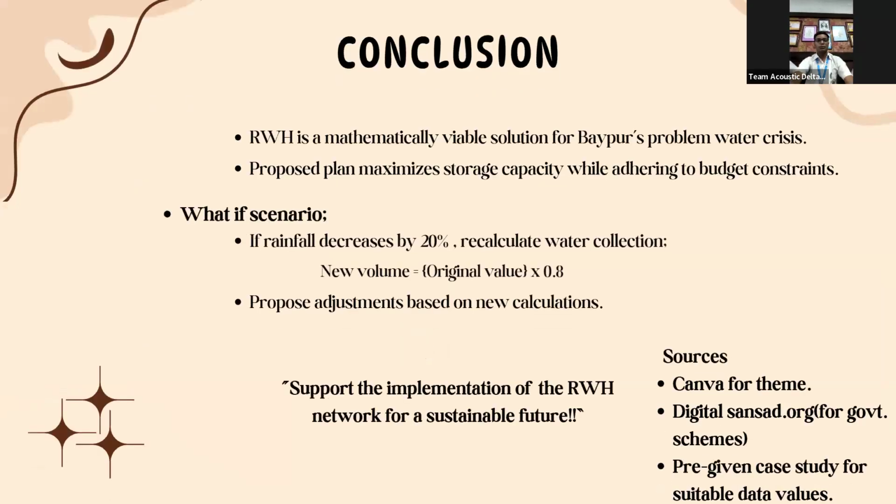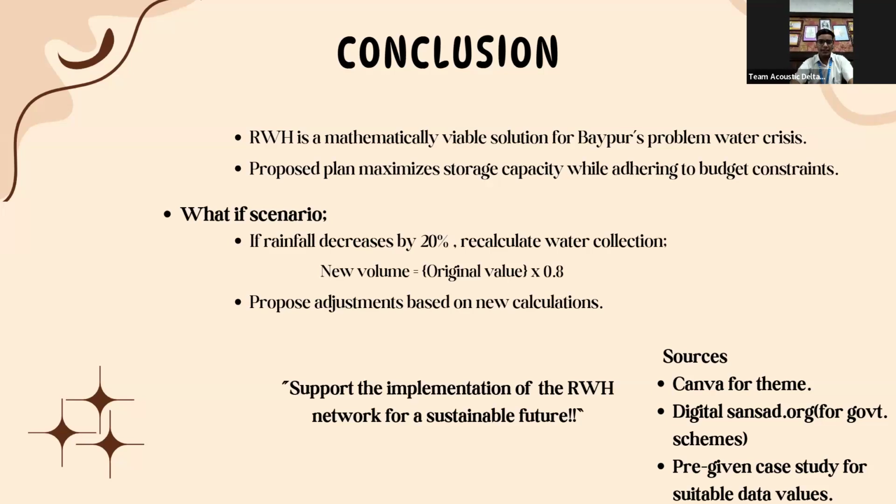Okay, so to conclude, using mathematical calculation is the most viable solution for Beppu's water crisis. Also, our plan maximizes storage capacity and tank allocations, and it leads to budget constraints that reduce the budget for maintenance.